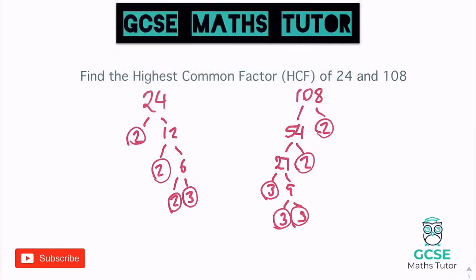Now if we write out both our lists, let's have a look. So 24, we've got 3 2s and a 3. So 2 times 2 times 2 times 3. 108 is slightly longer. Let's have a look. We've got 2 2s and 3 3s. So 2 times 2 times, how many was it? And then 3 times 3 times 3.